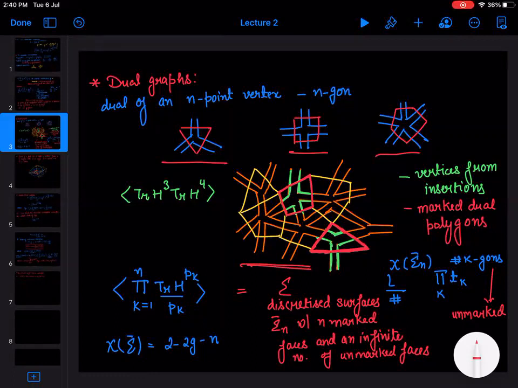So let's say I have some insertion of h cubed and h to the power 4, and I have some arbitrary diagram. What I mean by marking these vertices is, these orange lines here correspond to the vertices that I get from the potential, and the vertices that I get from the insertions, those I have marked with green. And then I have drawn the dual polygons of these vertices. And these red lines are the markings of those polygons.